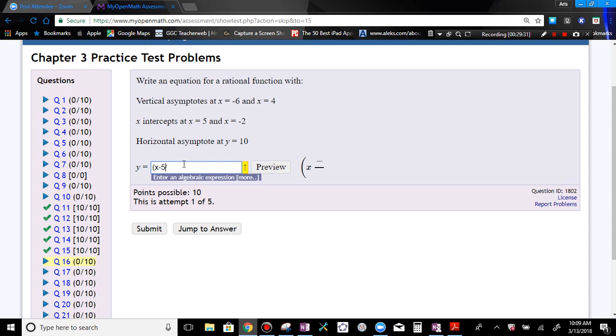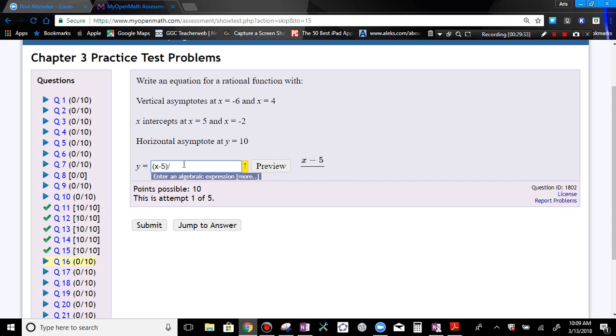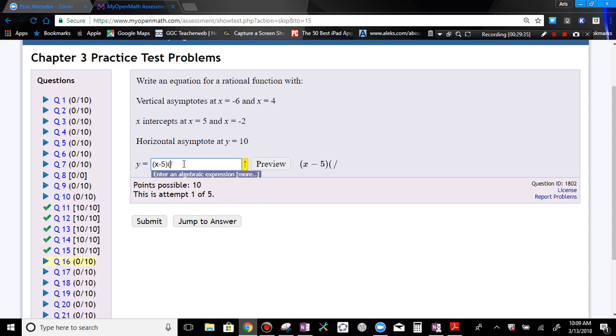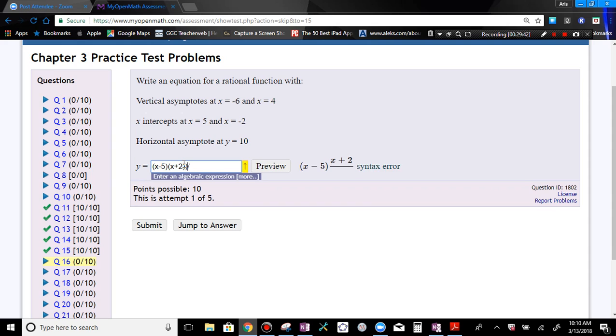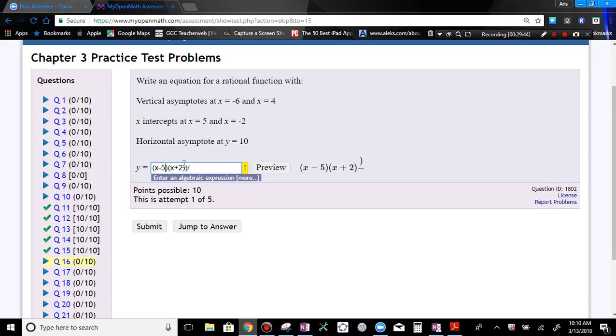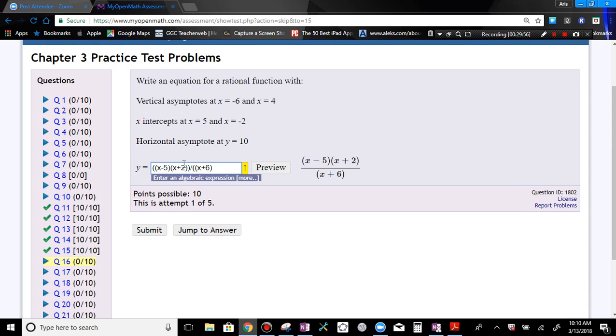x minus 5. Ooh, yeah, that's right. Oh, I'm not happy with this. X plus 2. Yeah, that's why I'm not happy with this. Let's go back and put this here. I need all that in the numerator. And then the preview again is the greatest thing ever. X minus 4.